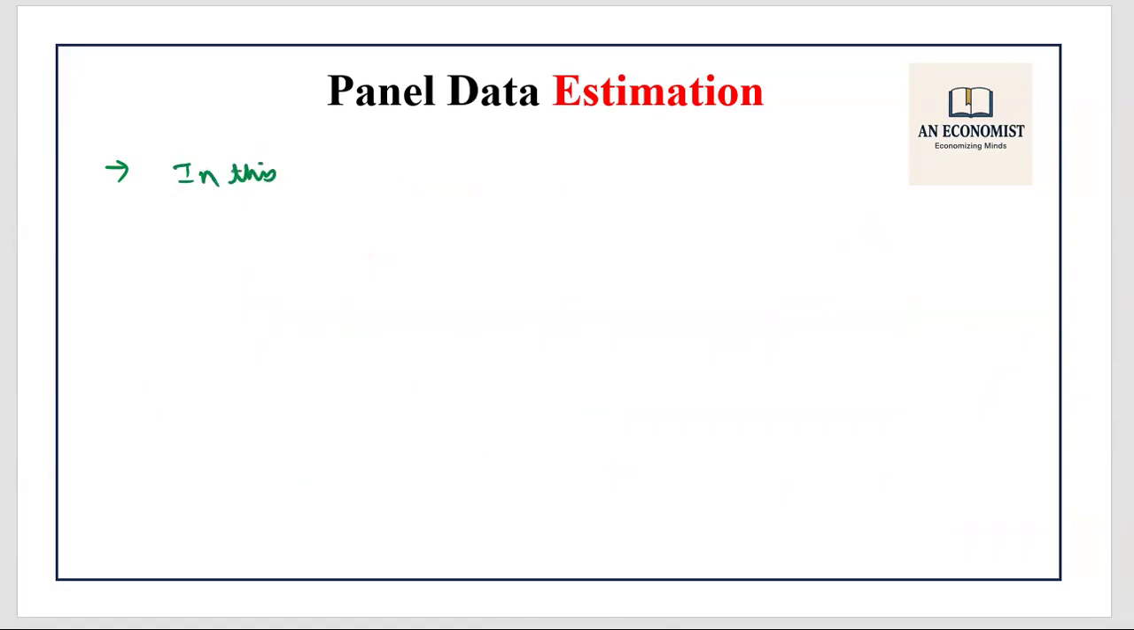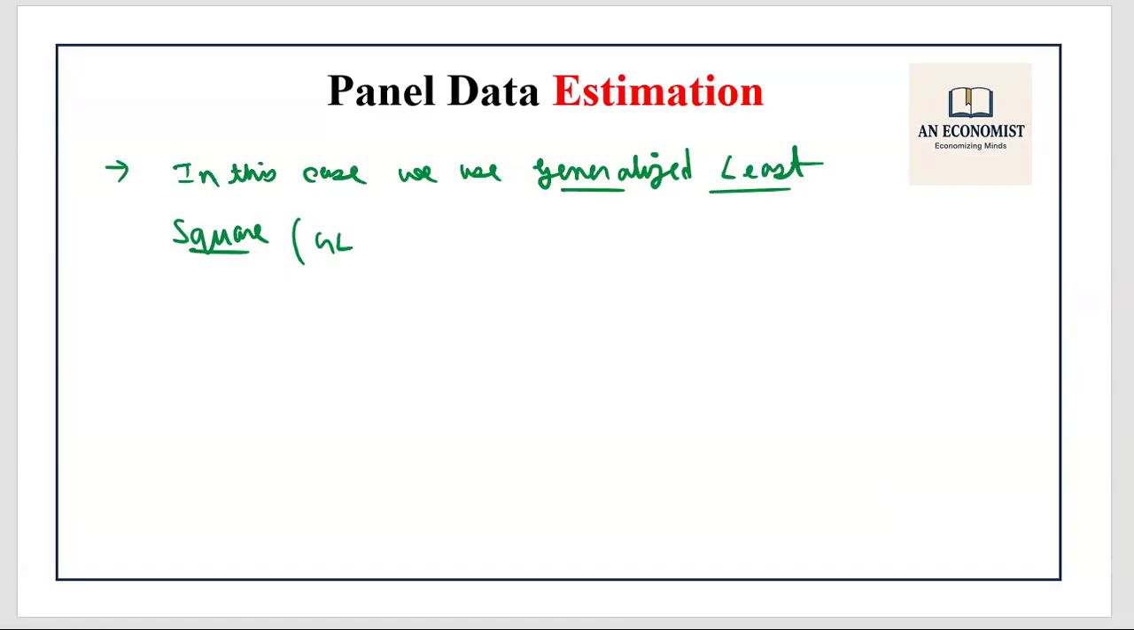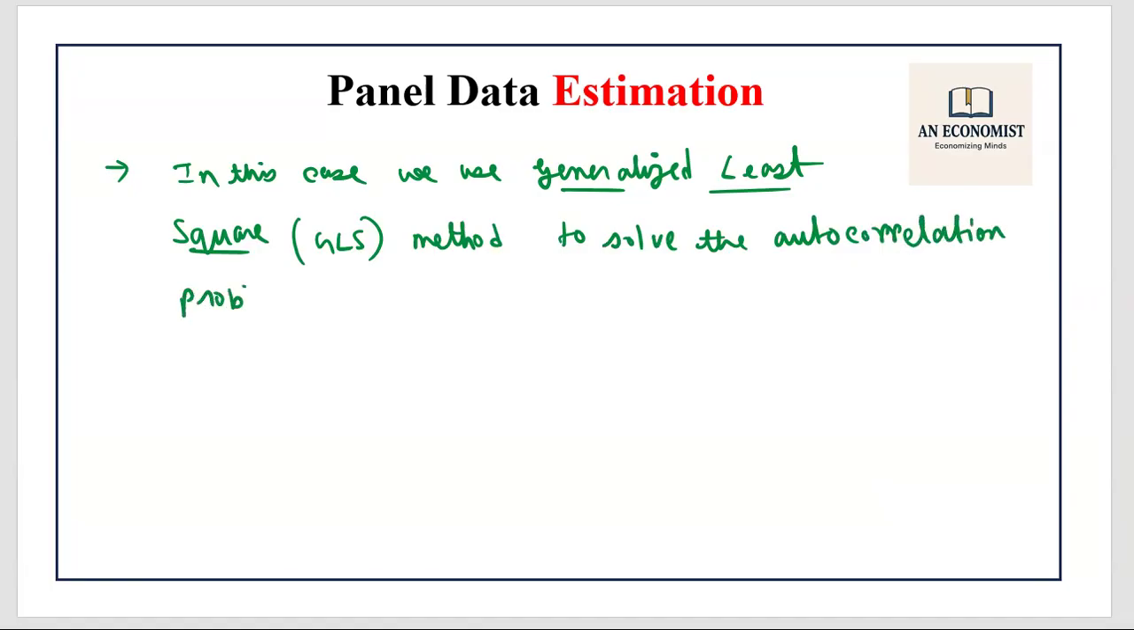So in this case, we use the generalized least square method, which is also known as the GLS method, to solve this autocorrelation problem. So how do you do that?